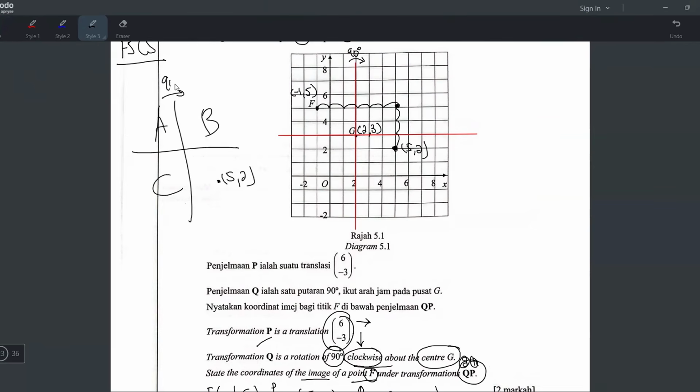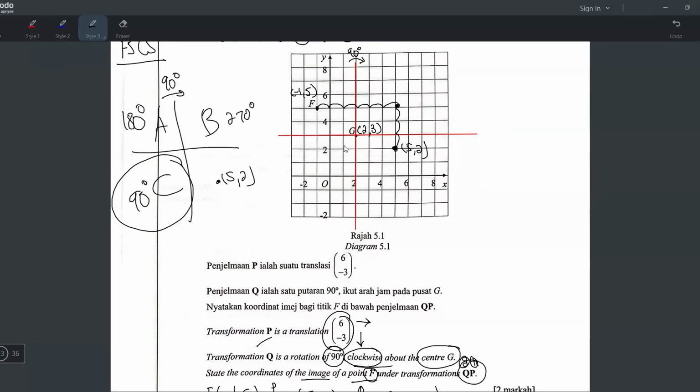So 90 degree clockwise, right? If the 5 2 is here, when you rotate 90, that means here you rotate 90 clockwise, here is 180 clockwise, here is 270 clockwise. That means rotating 90 clockwise, you will end up here later.